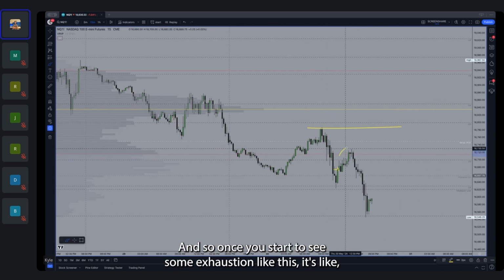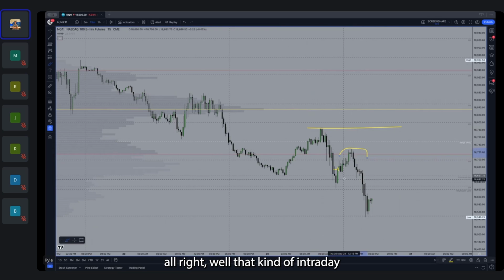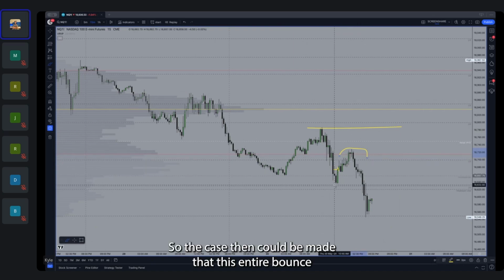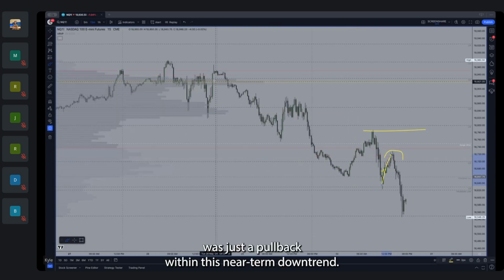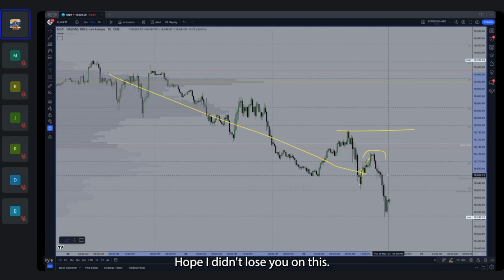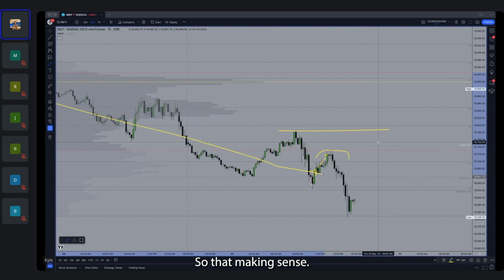Right? And so once you start to see some exhaustion like this, it's like, all right, well, that intraday bit of reversal is done. It's done. So the case then could be made that this entire bounce was just a pullback within this near-term downtrend. Hope I didn't lose you on this. Is that making sense?